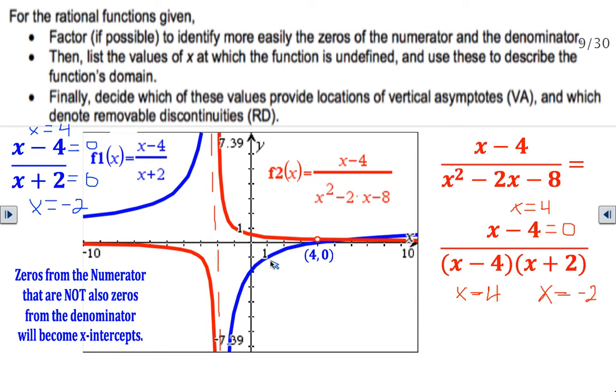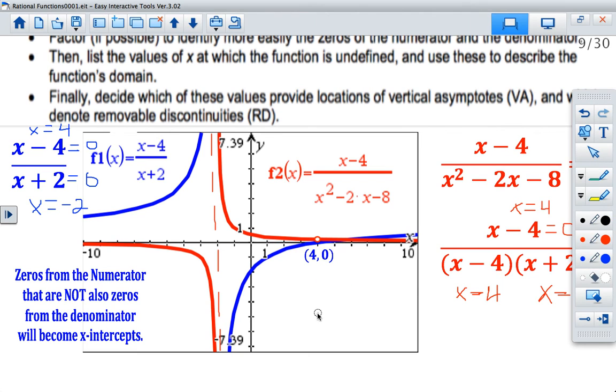So if you see this graph down here, when x is 4, your y is 0, you get an x-intercept right there, okay? On the other hand, on the red graph, where you have x = 4 here, you also have x = 4 here. Instead of an x-intercept, you have this removable discontinuity. And honestly, when you graph this, you won't see this little tiny hole right here. But if you look at the table, it'll just say undefined, okay?